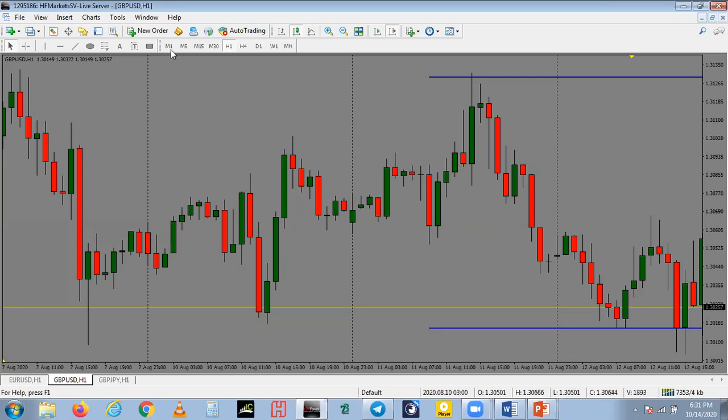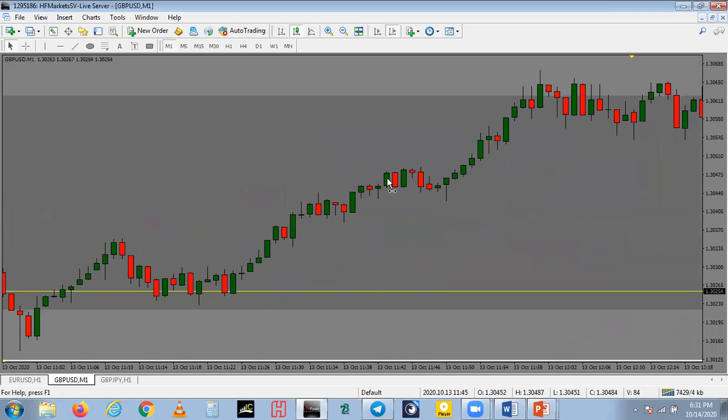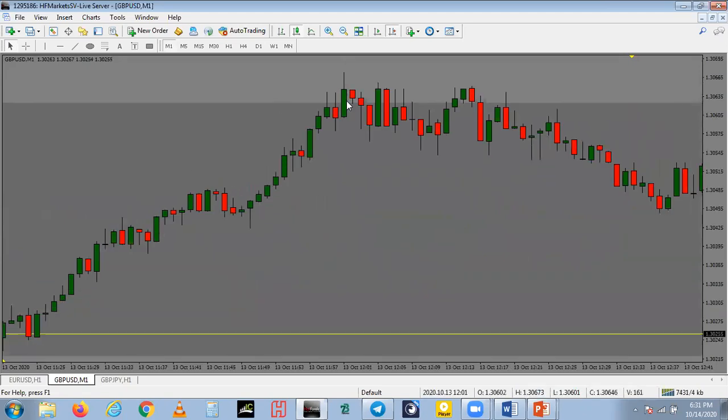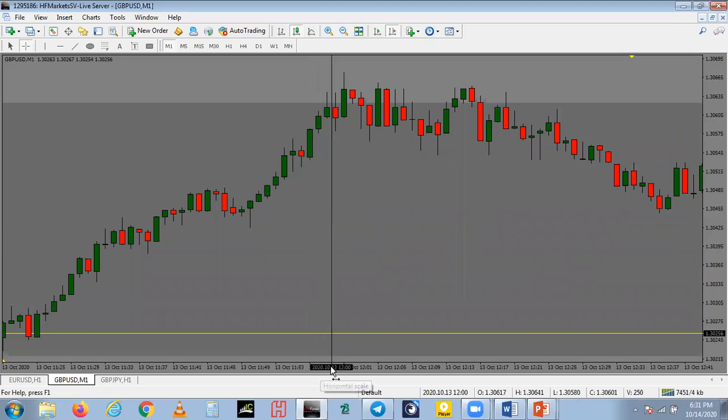Look at this space. I was talking about how a candle can represent 1 minute, 2 minutes, 3 minutes, and so on. If I click on this 1 minute now, what it's telling me is that each candle you're seeing here is 1 minute. This candle formed in 1 minute. Look at this place. Can you see the numbers are changing?